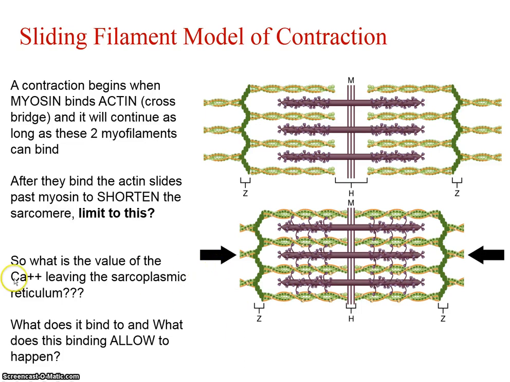What is the value of the calcium leaving the sarcoplasmic reticulum? Well, that allows the troponin to move the tropomyosin. What does it bind to? Again, just reinforcing that, it binds to the troponin, and this then moves the tropomyosin, and now myosin and actin can make contact.